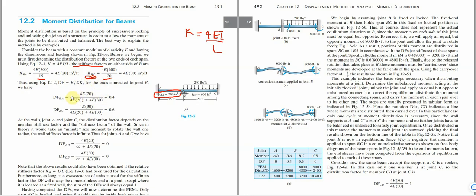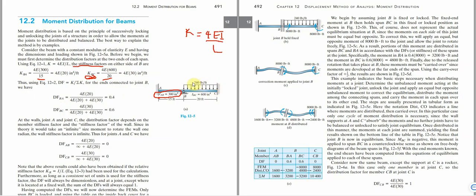Now we have it as K of AB or BA is this, which is this divided by the summation of this plus this. That's what you can see here. This all over the summation of this plus this, and we have it as 0.4. Likewise, when we are considering the distribution factor for B to C, what's the K of B to C?